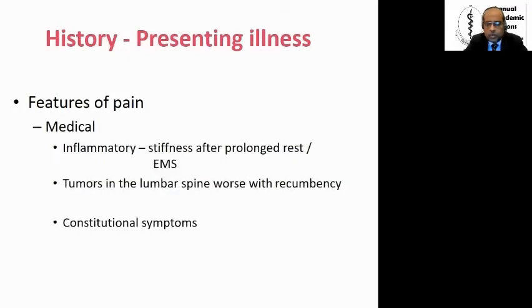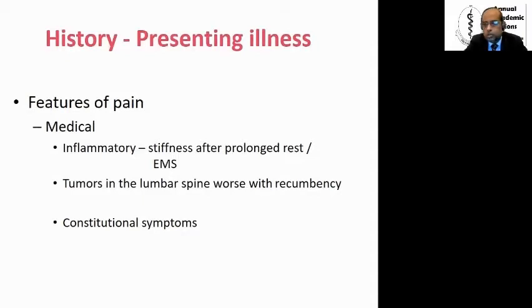If it's inflammatory, you usually get the inflammatory features, that is early morning stiffness, stiffness after prolonged rest, worse in the morning and worse with rest as well, and getting better with activity and towards the evening. Tumors in the lumbar spine are actually worse with lying down, and especially middle of the night pain is something to worry about in back pain, which could be a neoplastic issue.